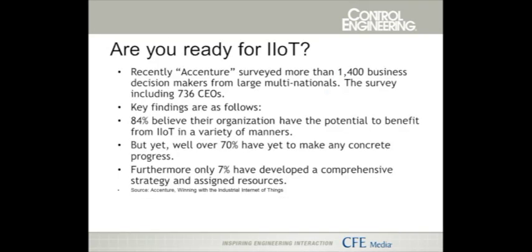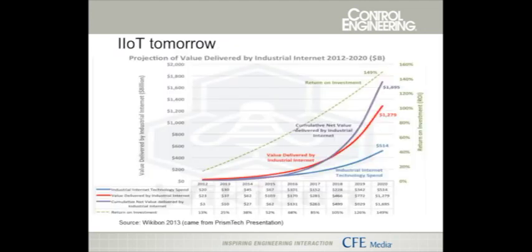Okay, so let's ask the question, are you ready for industrial IoT? Surprisingly, the answer to that question more often than not is no. Accenture surveyed 1,400 business decision makers from large multinationals, of which 736 were CEOs. 84% believe their organization has the potential. 70%, however, have yet to make any concrete plans or progress. And further, only 7% have actually developed a strategy and assigned resources.